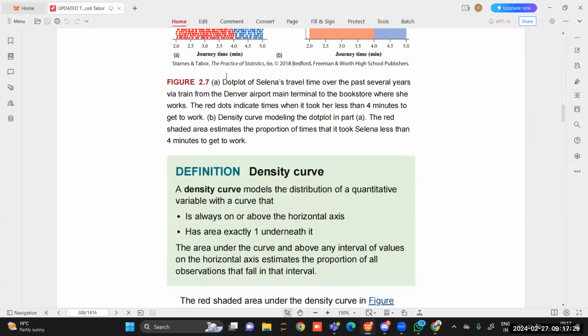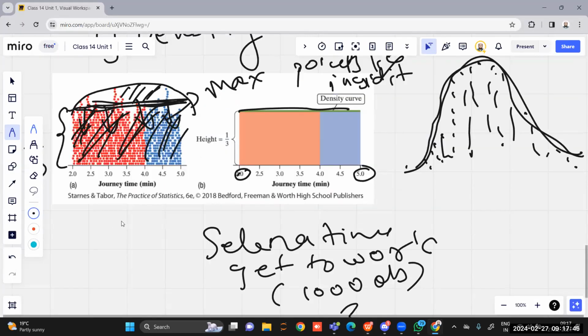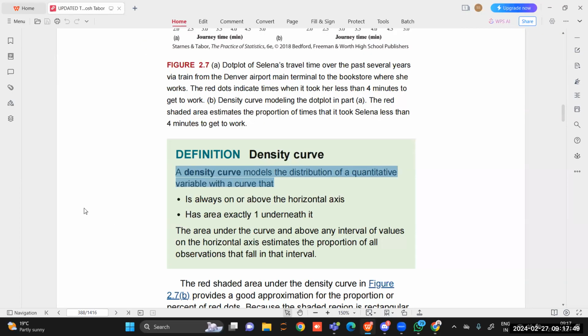Okay, so now how to draw a density curve? A density model distributes a quantity of data with a curve that is always on or above the horizontal axis and has exactly one unit of area underneath it. I'll explain the points here. I'll take that table. This is very important.